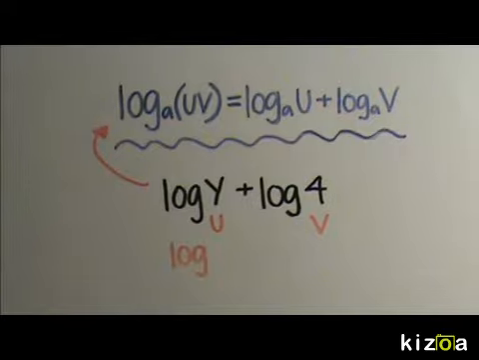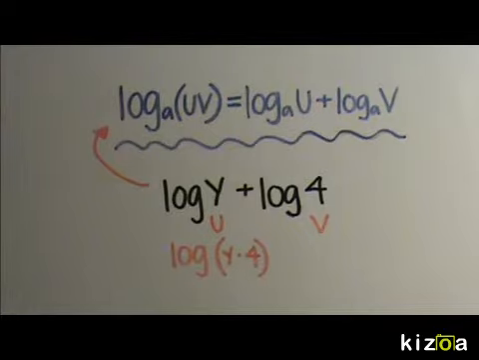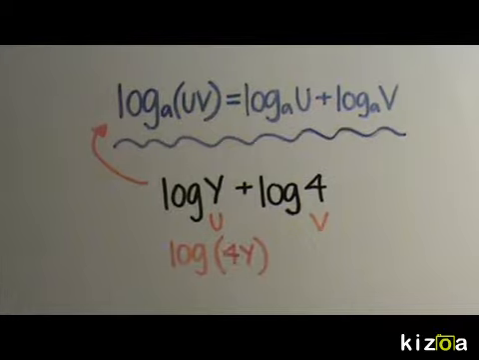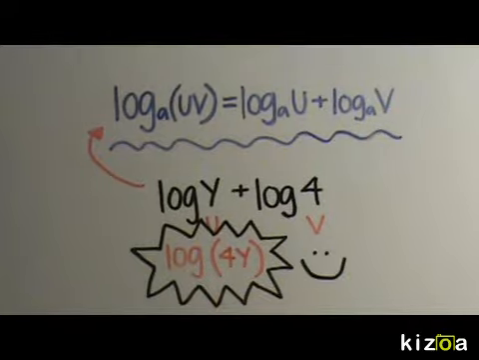Our log base a, as I said before, is just going to be written as log, which we multiply times uv, which we already know is y times 4, or more simply put, just 4y. This is as far as we can simplify it, so you're done!